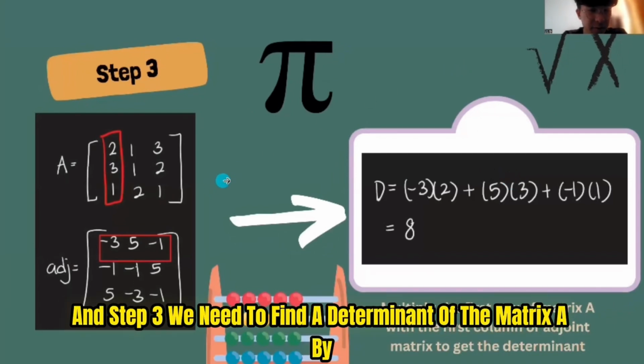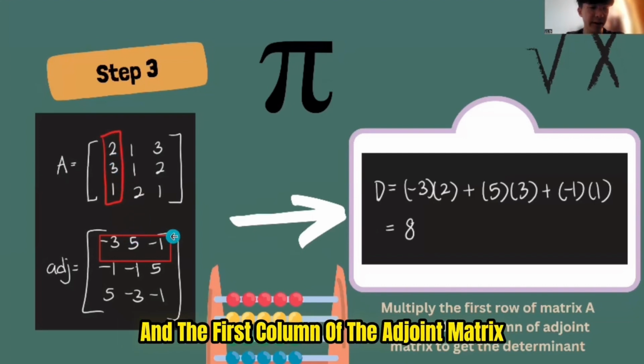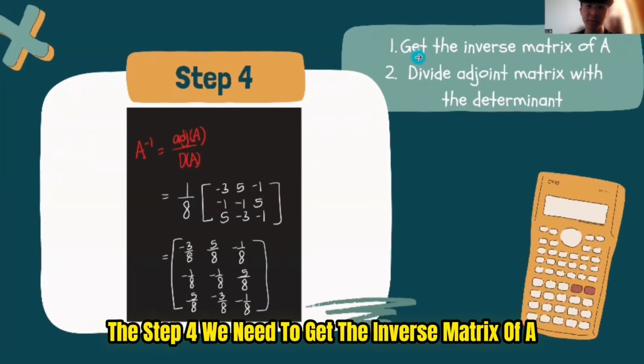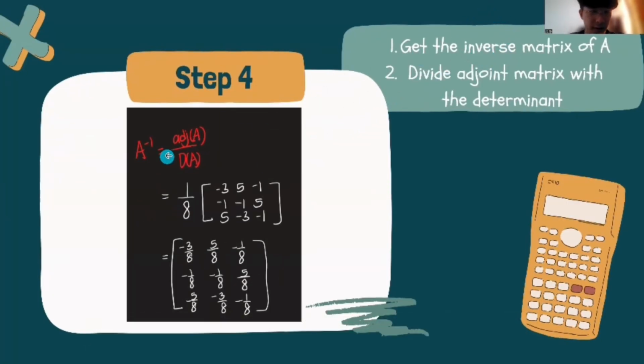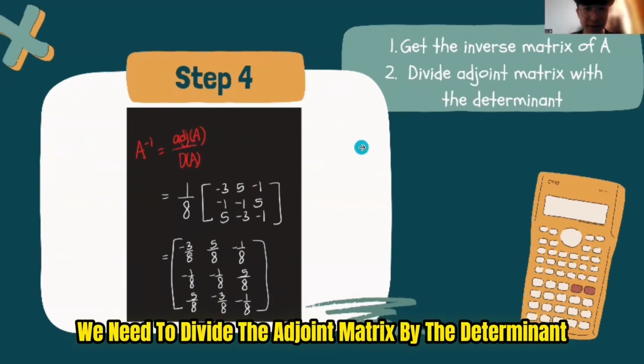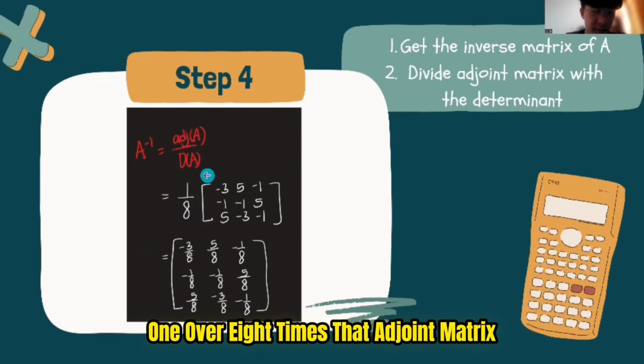And step 3, we need to find the determinant of matrix A by multiplying the first row of matrix A with the first column of the adjoint matrix. Step 4, we need to get the inverse matrix of A. To get the inverse matrix of A, we divide the adjoint matrix by the determinant. And here is the picture of how to do it: 1 over 8 times the adjoint matrix.